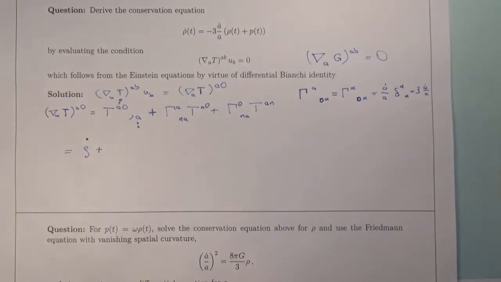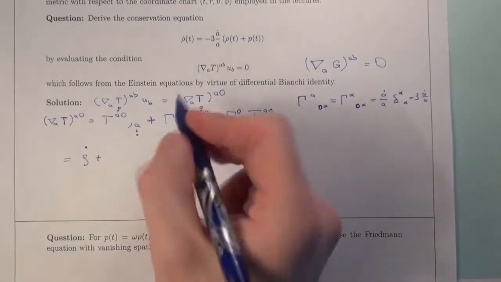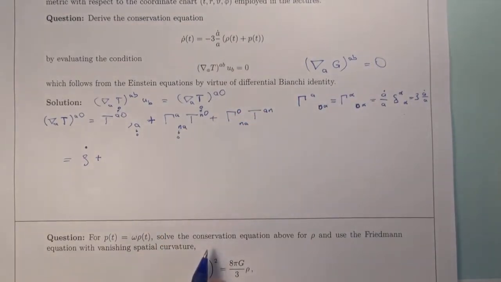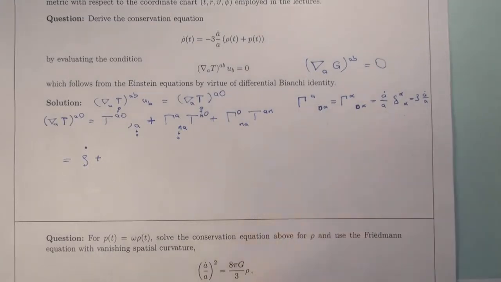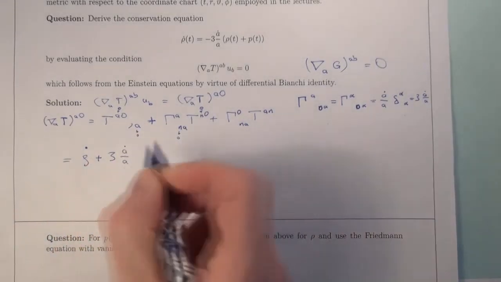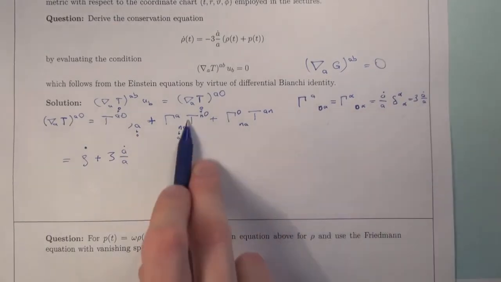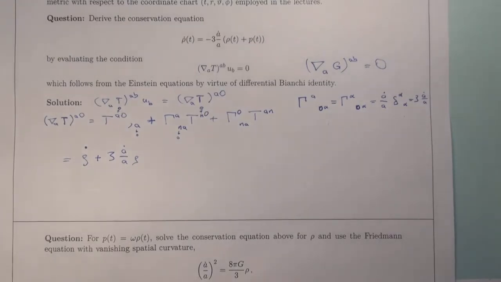Now comes a plus, and now we argue here the same way. This has to be a 0, therefore this has to be a 0. And now we can use the gamma that I wrote down here, maybe a little bit fast, but nevertheless that's true. So what we have here is 3 times a dot over a. We use this. And t00 is again just rho.